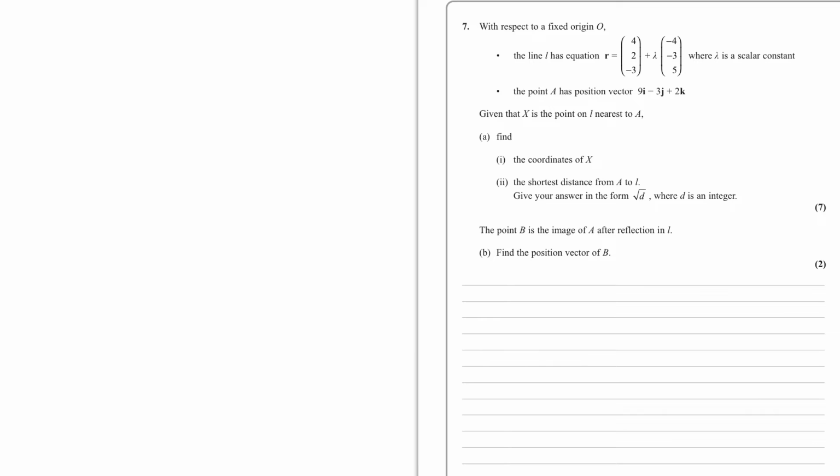Okay, question 7. Not the easiest one. What we really need to do is think about perpendicular lines here. The closest point is going to be perpendicular to that point. And first we need to think of that as a vector. So if I think of the line AX, if it multiplies by the direction of r, so minus 4, minus 3, 5, it should be perpendicular, so it should equal 0.